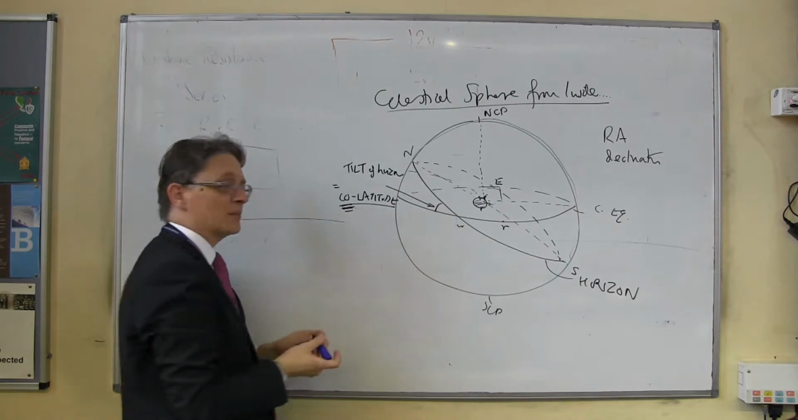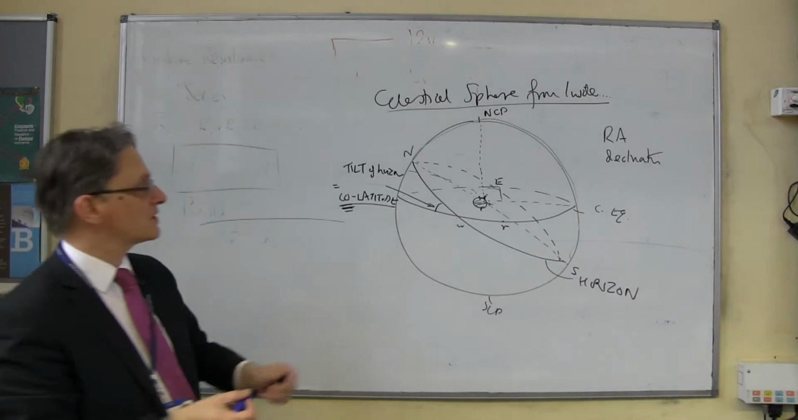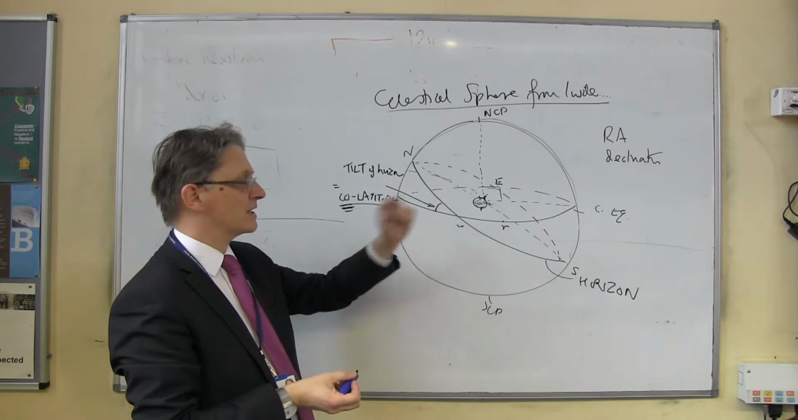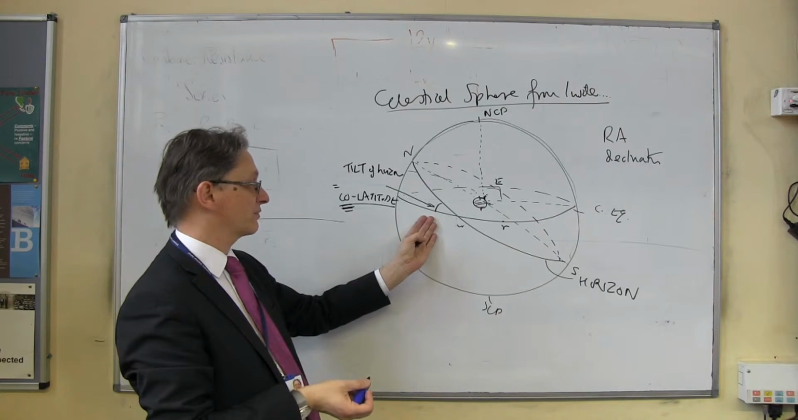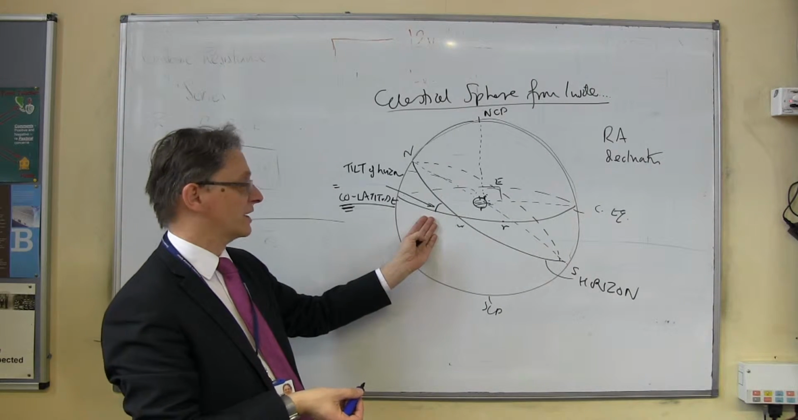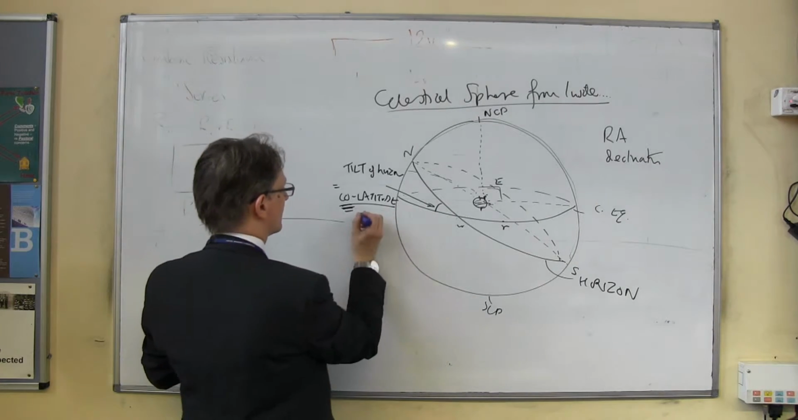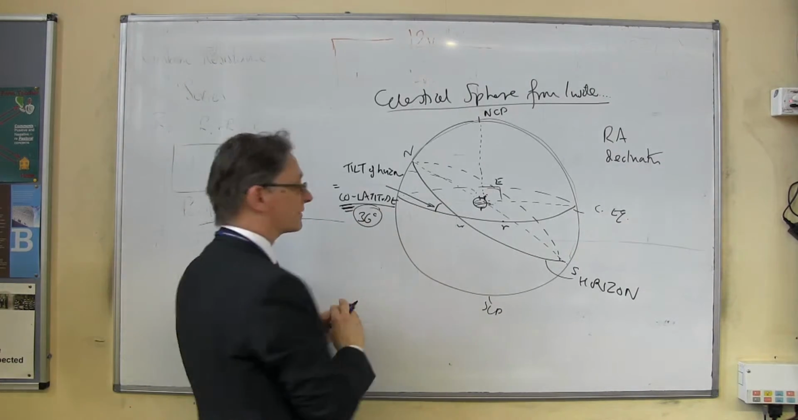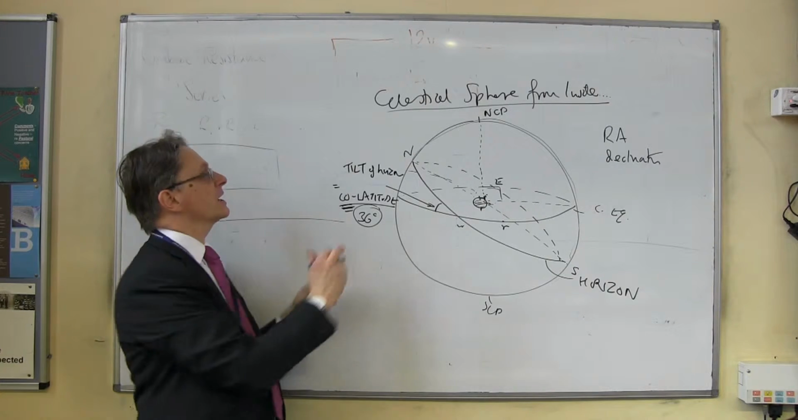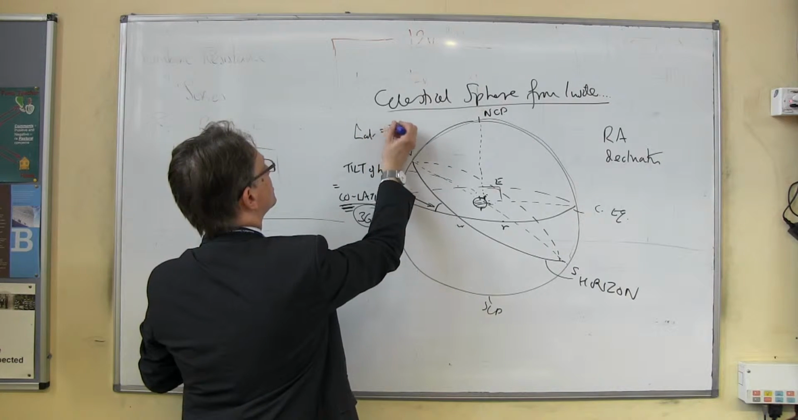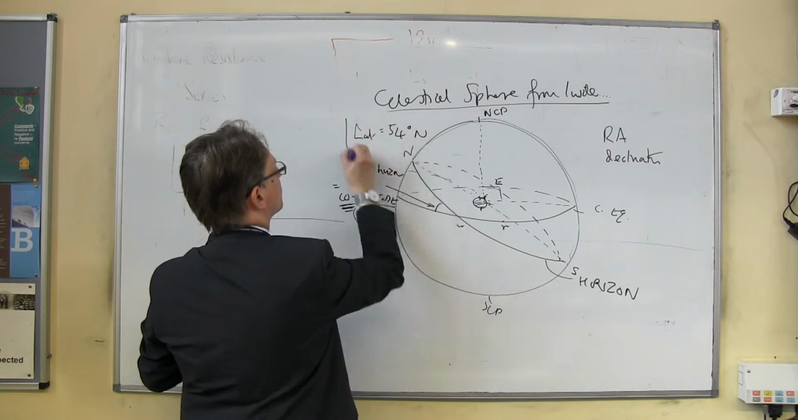The bit to underline is that bit. It's not your latitude. If I'd said to you that's 54 degrees because Skipton has a latitude of 54 degrees, you've gone, well, his drawing's normally pretty rubbish. Yeah, okay, that's 54. It's not. It's 36. Okay? So here we are in Skipton with a latitude of 54 degrees north.